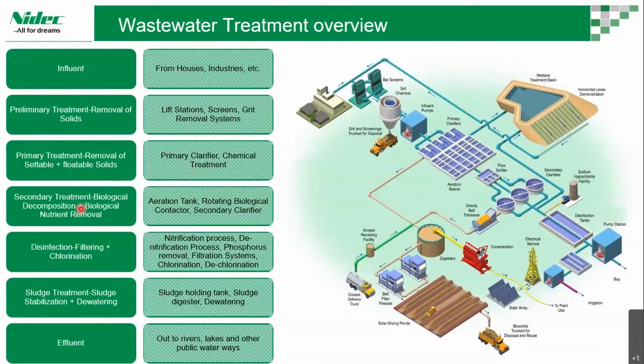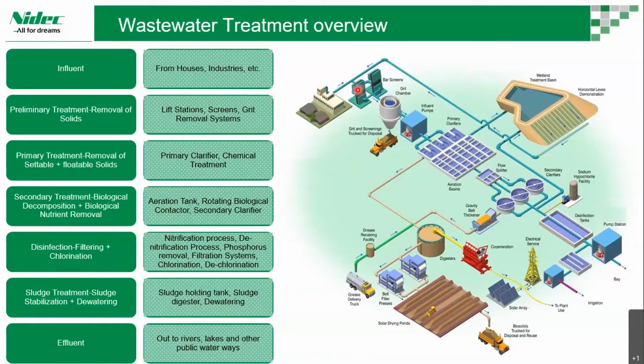We can use VSD on the primary clarifier and the chemical treatment. The secondary treatment is the biological nutrient removal. These are the areas where we can use it: aeration tank, rotating biological contactor (RBC), and clarifier. The fourth stage of treatment is disinfection, which is filtering and chlorination, the denitrification process, phosphorus removal and filtration system. Then sludge treatment, sludge stabilization and dewatering. This is the final stage, which has a sludge holding tank, a sludge digester, and dewatering, and then the effluent. Again, we are getting back to the river.